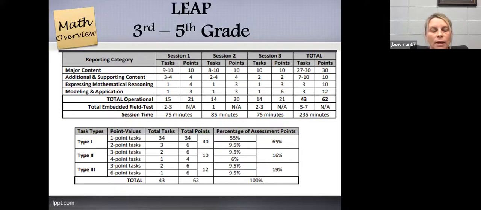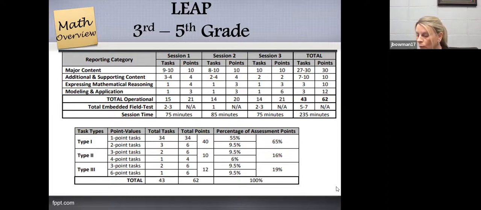Okay, this slide is talking about the type of questions, and it's kind of a rubric of how the students will be scored. But at the bottom, it says task types. There will be 3 types of math questions that your students will see. The first one is type 1. That's conceptual understanding, fluency, and application.